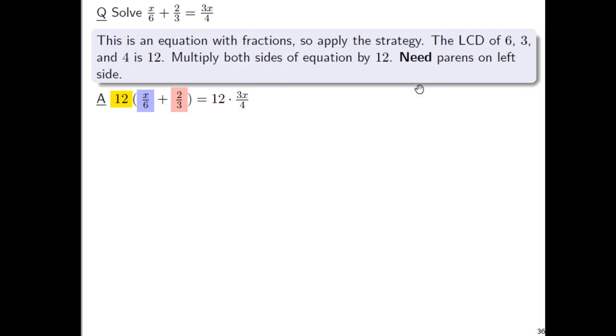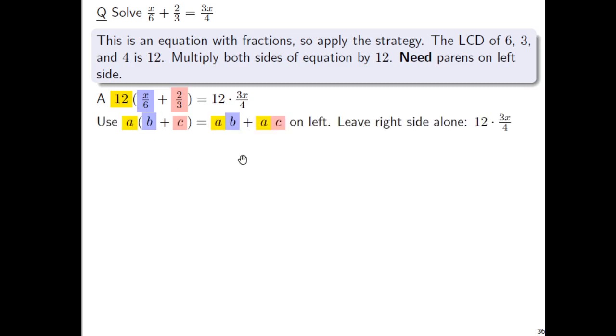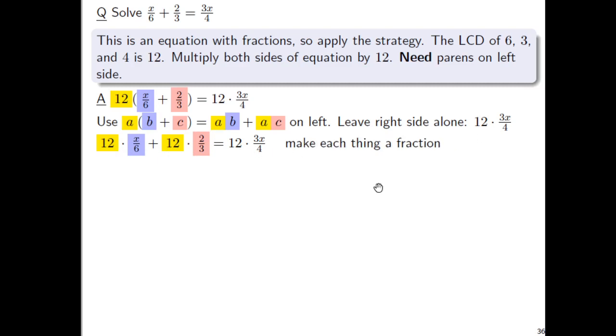Now, following the strategy, on a side that had multiple terms, we should distribute. So I'm going to distribute this 12. I've used colors to help over here. We're going to use the distributive law. A is 12, B is the first fraction, C is the second fraction. Let's for now leave the right side alone. When you distribute, the left side turns into AB plus AC. So we have 12 times x over 6 plus 12 times 2 over 3. And the right side, like I said, is just left alone.